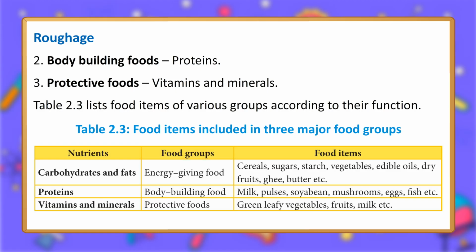Nutrients. Food groups. Food items. Carbohydrates and fats: energy-giving food. Cereals, sugars, starch, vegetables, edible oils, dry fruits, ghee, butter etc. Proteins: bodybuilding food. Milk, pulses, soya bean, mushrooms, eggs, fish etc. Vitamins and minerals: protective foods. Green leafy vegetables, fruits, milk etc.